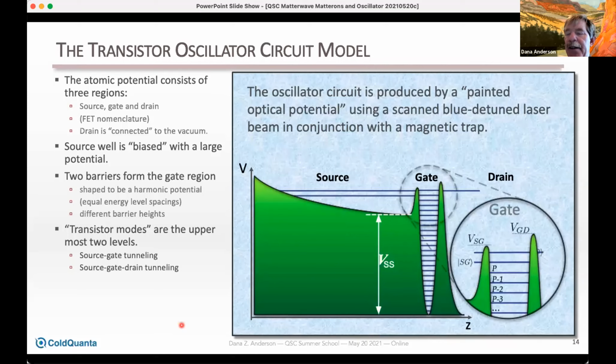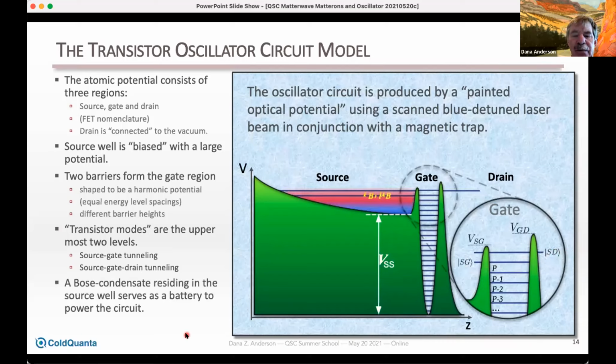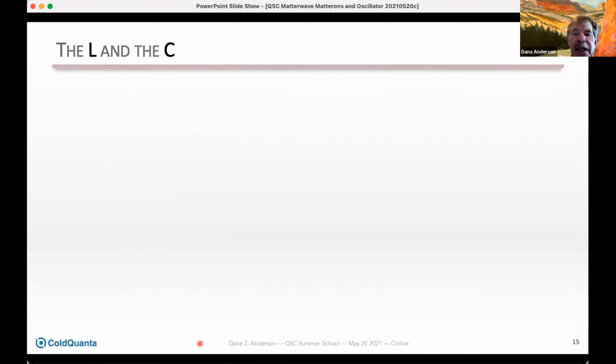All right, so just labeling a little bit more carefully, we call the upper mode the source drain mode and the lower mode the source gate mode, just for the sake of nomenclature. And our battery is the source being loaded with atoms at a specific chemical potential and temperature.